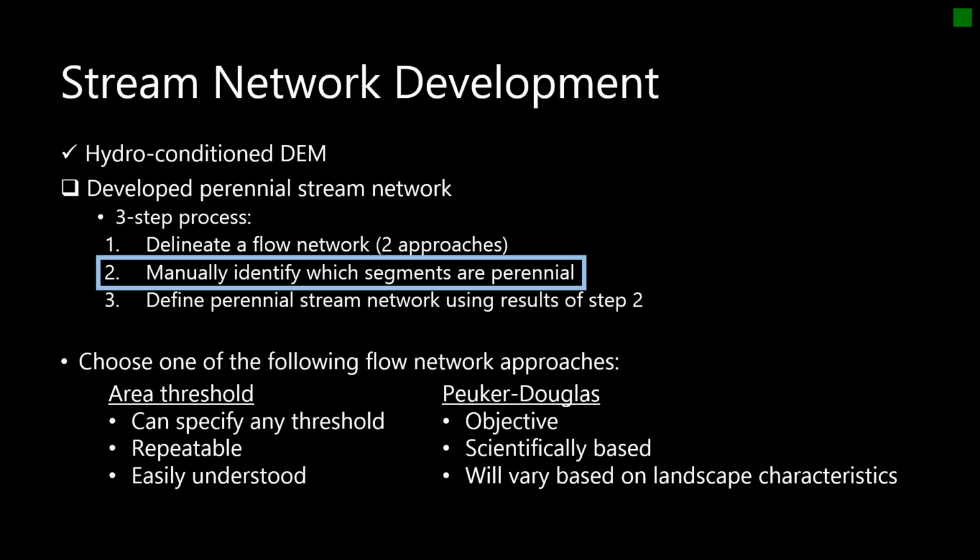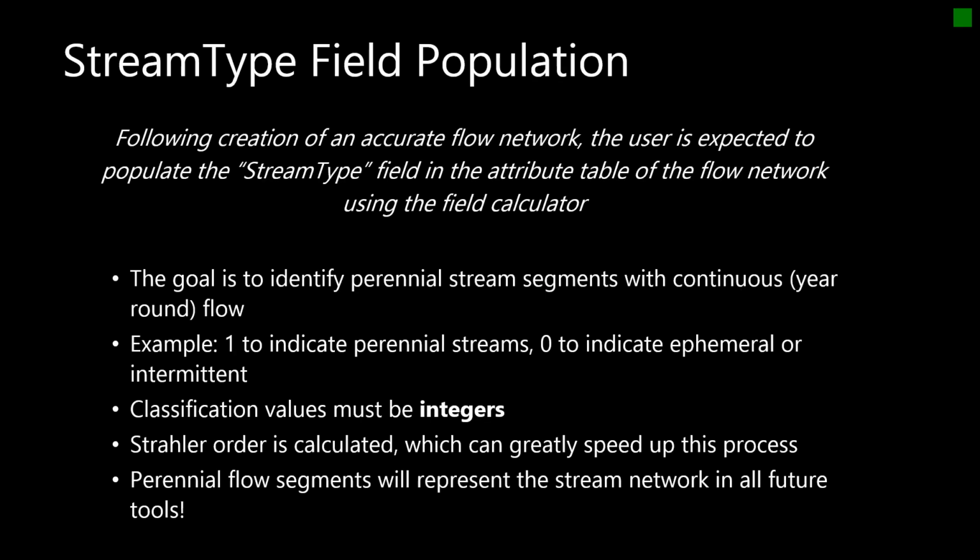This is an important step, as whatever we define to be our perennial network will become our stream reach, which we use in later tools such as the runoff risk or the riparian assessment suite or the nutrient removal wetland tool. So let's get started. It's important to take your time in this next step in populating the stream type field. What you do here will determine your stream network used in all the other ACPF tools.